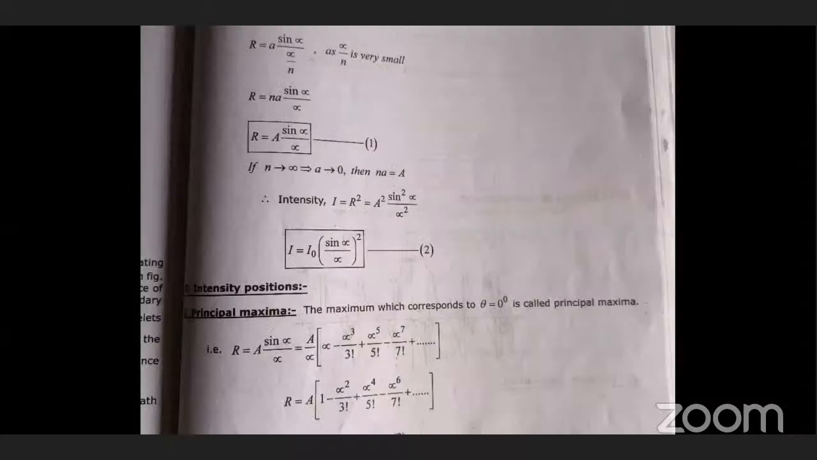Now, for the intensity positions, where it is maximum and where it is minimum. In the figure, P1 is for secondary wavelets and P0 is for primary wavelets. Now we calculate how the intensity varies, where it is maximum and where it is minimum. The maximum which corresponds to theta equal to 0 is called the principal maximum.